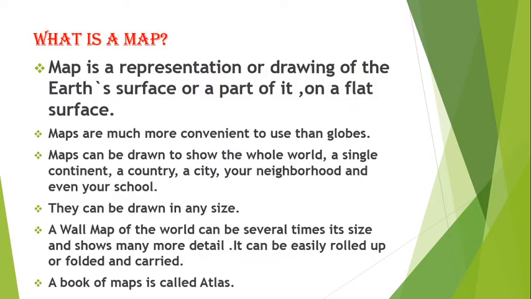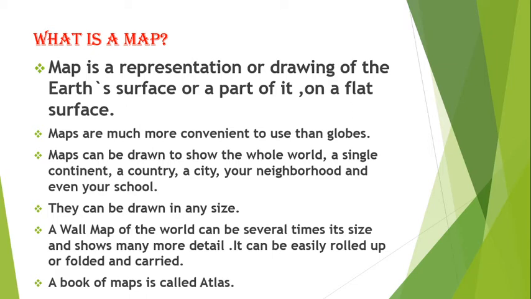What is a map? A map is a representation or drawing of the earth's surface or a part of it on a flat surface. Maps are much more convenient to use than globes. Maps can be drawn to show the whole world, a single continent, a country, a city, your neighborhood, and even your school. They can be drawn in any size.